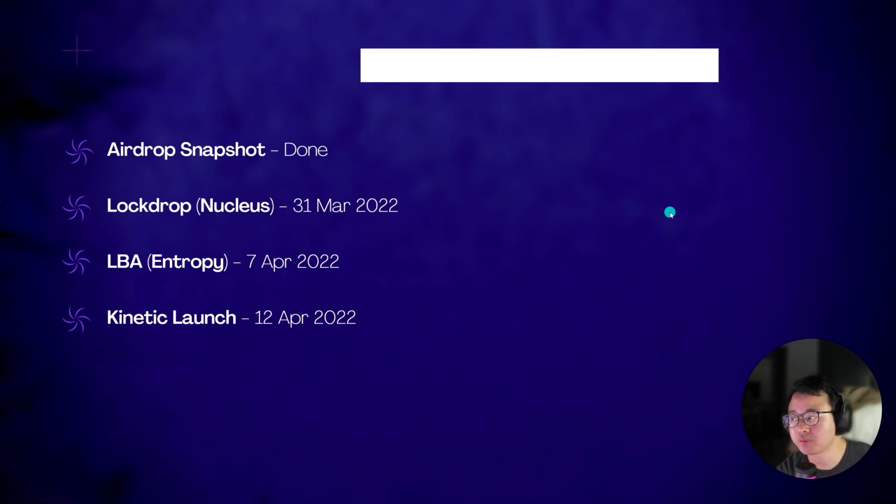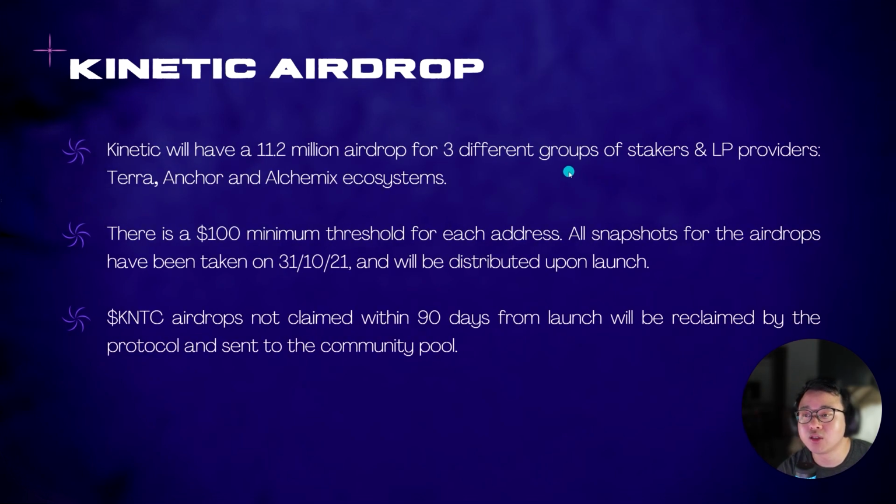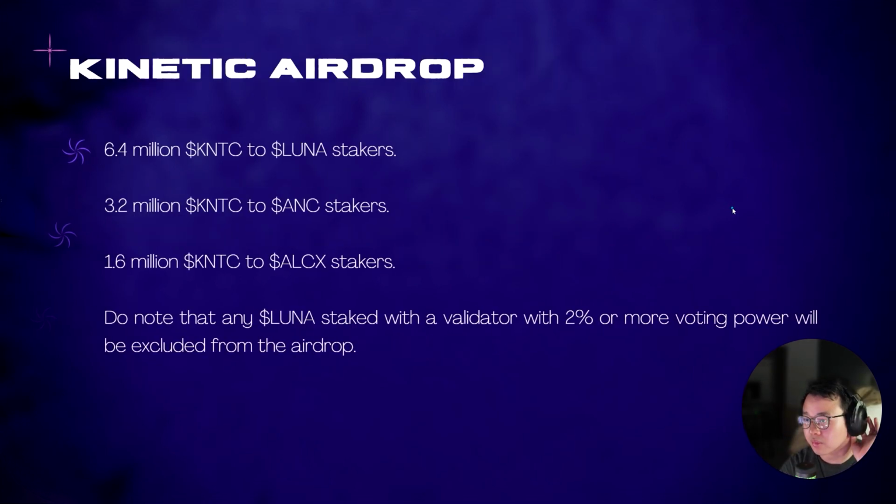of April. Okay. So for the Kinetic airdrop, there will be 11.2 million airdrop for 3 different groups of stakers and LP providers, mainly Terra and Anchor and Alchemix ecosystem users. And there is a minimum of $100 threshold for each address, and all snapshots for the airdrops have been taken on the 31st of October last year, and they will be distributed upon launch. And the KNTC airdrops that are not claimed within 90 days will be reclaimed by the protocol and sent to the community pool, so do remember to claim your airdrops.